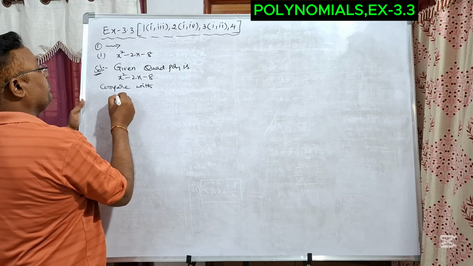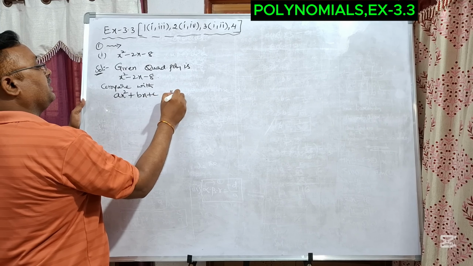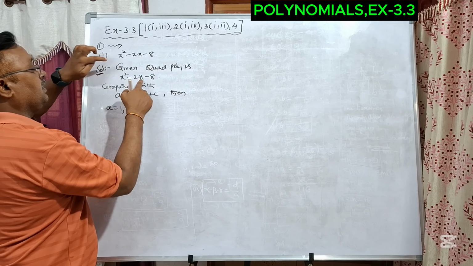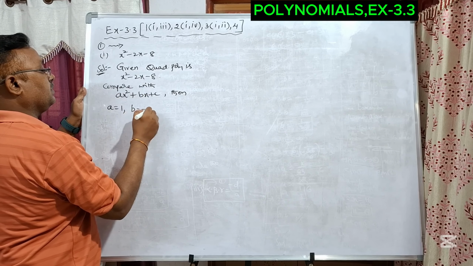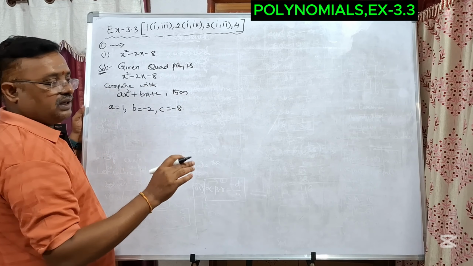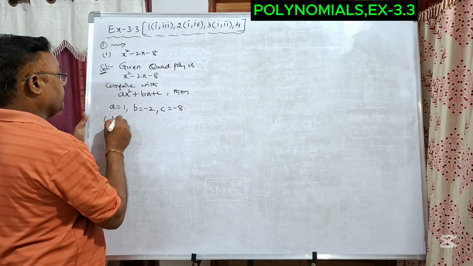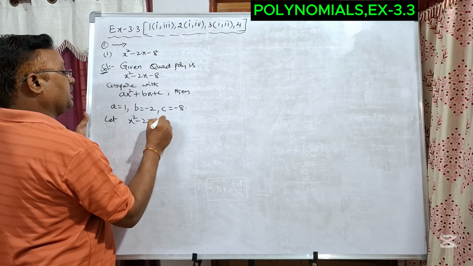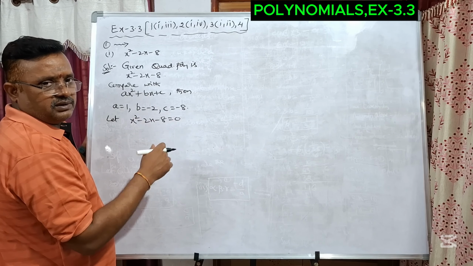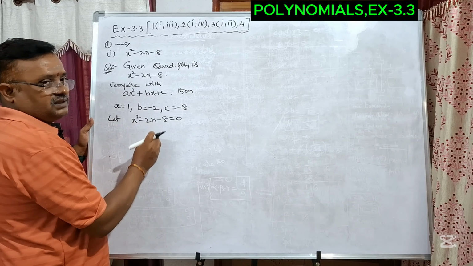Compare with ax square plus bx plus c. Then we have the x square coefficient a value equal to 1, the x coefficient b value equal to minus 2, the constant c value equal to minus 8. Clear? These are the coefficients. To find the zeros, let x square minus 2x minus 8 equal to 0. Take the quadratic polynomial as an equation. It is our choice. Using only the polynomial also you can do, no problem, but this is the easiest way.